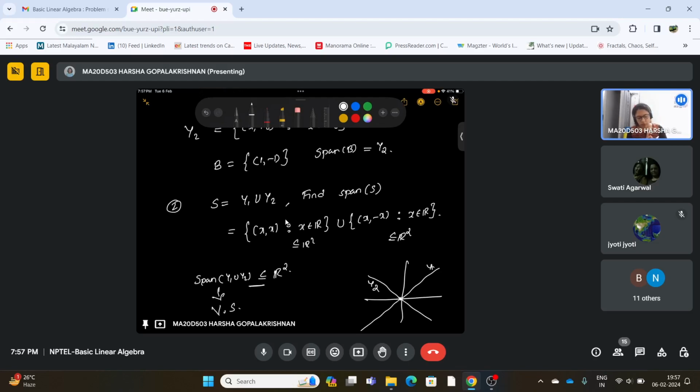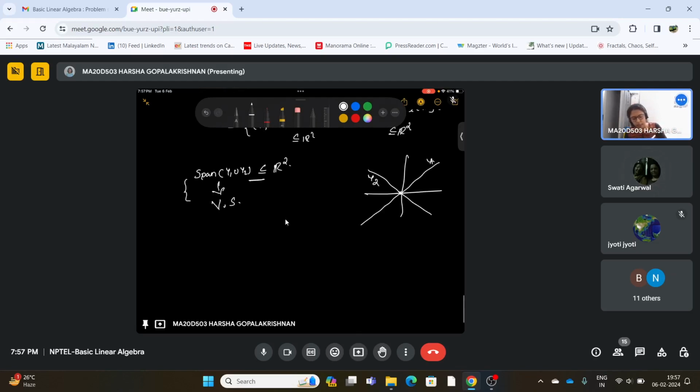Next, the span of y1 union y2 is a vector space. If we are taking any set and its span, that span will always be a vector space. This is our second condition. So we are getting that the span of y1 union y2 is a vector space in R2.